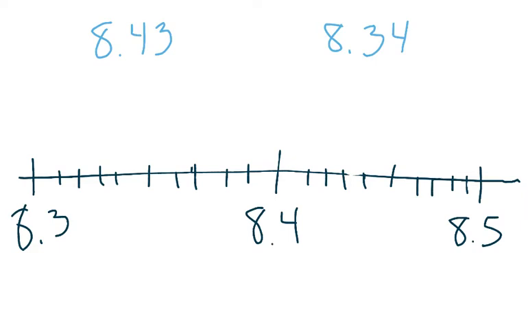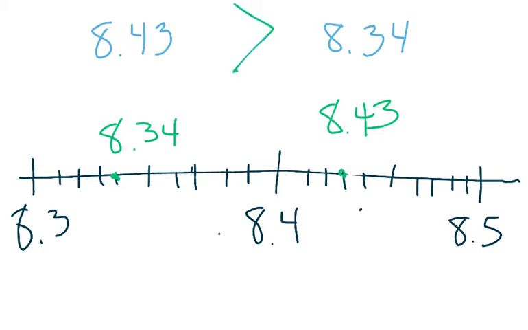8 and 43. There's 8 and 40, 41, 42, 43. 8 and 43 hundredths, 8 and 34 hundredths. There's 30, 1, 2, 3, 4. 8 and 34 hundredths. This one is further to the right. So 8 and 43 hundredths is greater than 8 and 34 hundredths. Again, seeing them plotted on a number line.